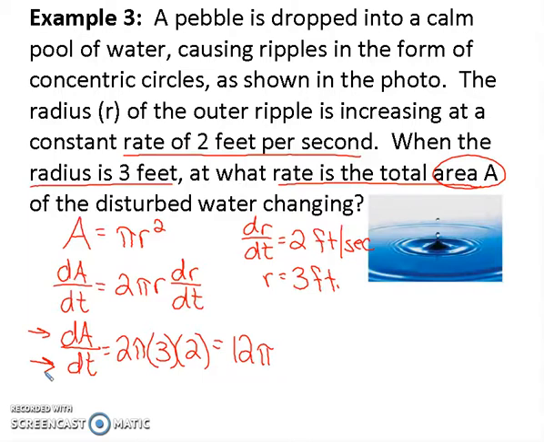So area is always square units. Anything you've ever measured since elementary school when you started finding area was always like inches squared, centimeters squared, whatever. So since we're measuring our radii in feet, the area would be square feet. And our time, we can pull that from the dr dt. Time is being measured in seconds.